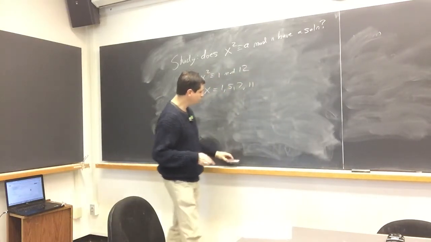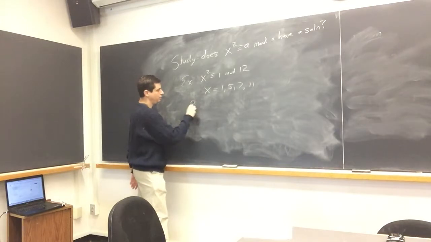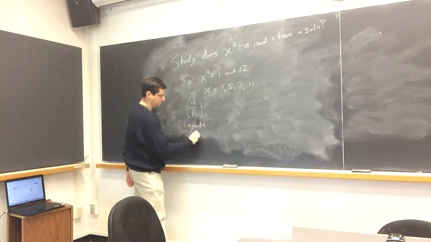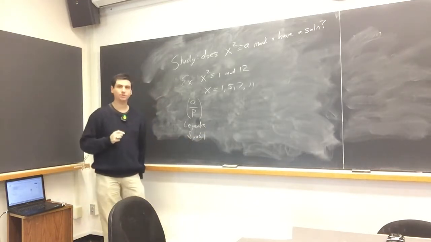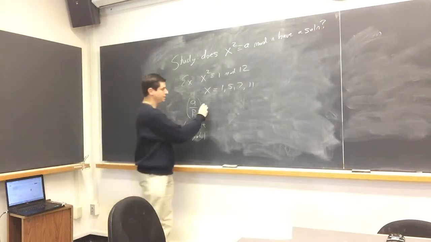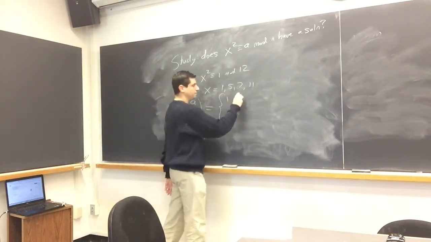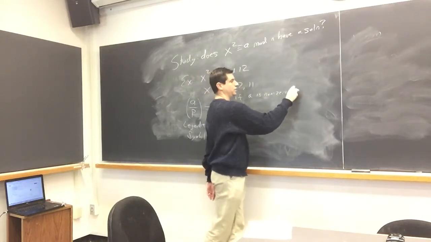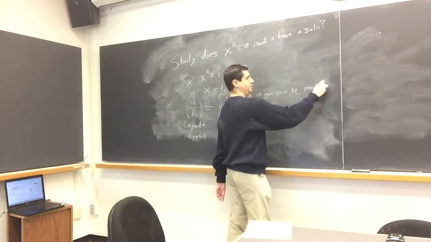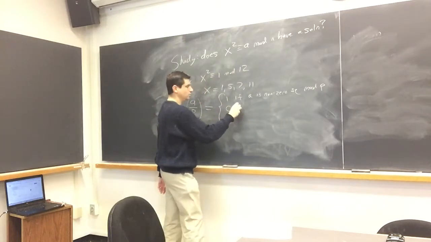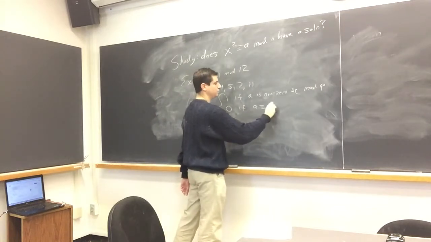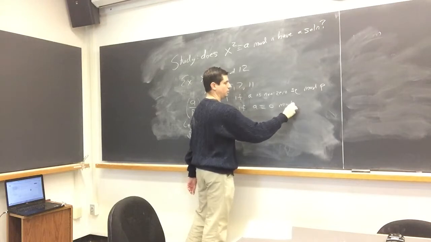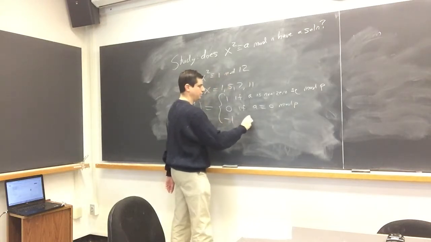And so what we're going to define is (a/p). This is the Legendre symbol. Whenever I write p, if I don't say otherwise, p is a prime. This is going to be 1 if a is a non-zero square mod p. It'll be 0 if a is congruent to 0 mod p. And it'll be -1 otherwise.